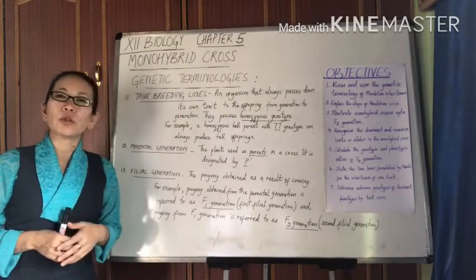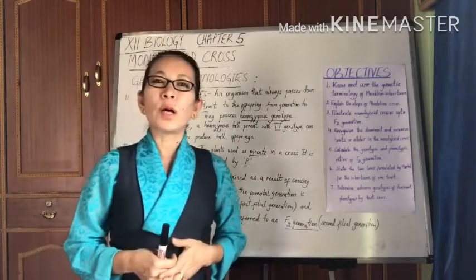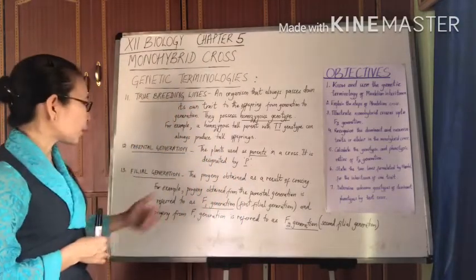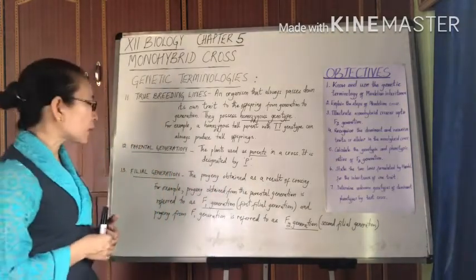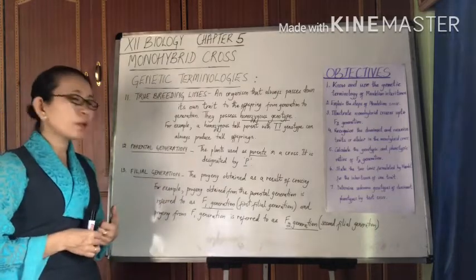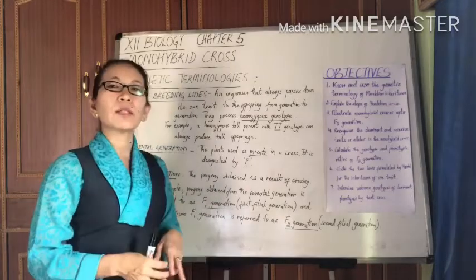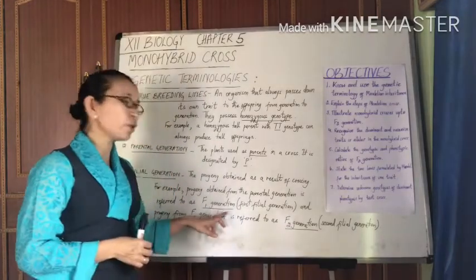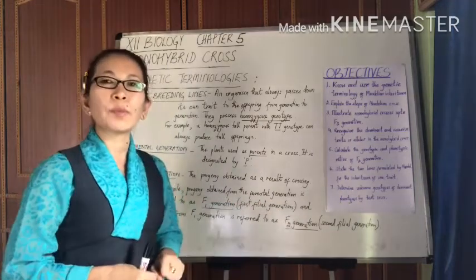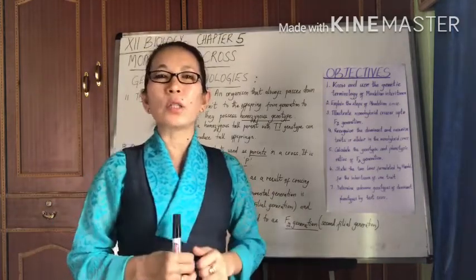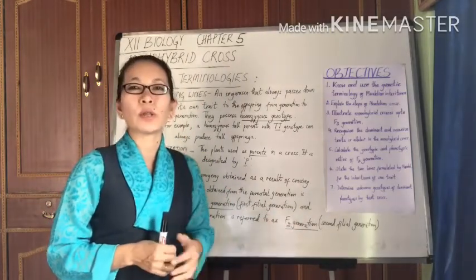Last, we have filial generation. Filial generation refers to the progeny of a particular generation. So the progeny obtained as a result of genetic crosses are known as filial generation. And to give you two specific examples, progeny obtained from the parental generation are known as F1 generation or the first filial generation, and the progeny which are obtained from the F1 generation are known as F2 generation, that is the second filial generation.